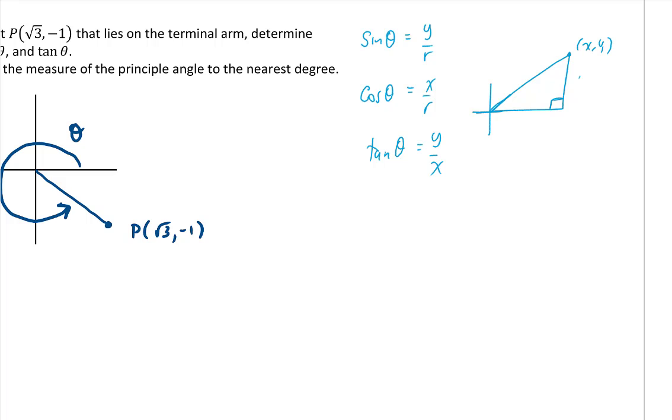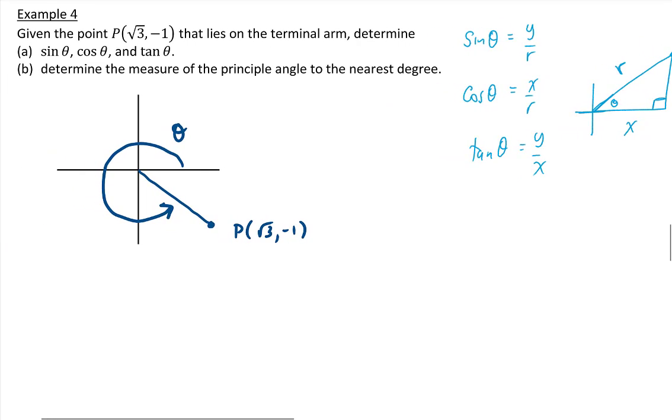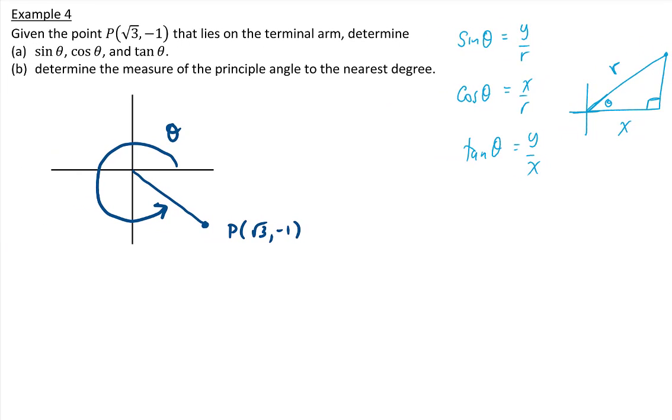Well, we know that y is the height of this triangle, x is the base of this triangle, and r is what we call the radial arm. So imagine this is angle theta, then y is opposite angle theta, x is adjacent to angle theta, and r is our hypotenuse. So we can already find the tan ratio, but what we're missing is r for this.